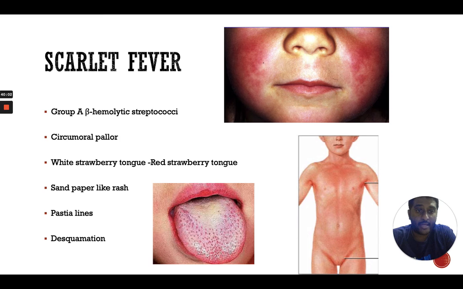Okay, and they might have something called Pastia lines, which is the rash confluence in the area of the armpit and the groin, and they can have desquamation, which means peeling of skin after a few days. If you diagnose scarlet fever, the treatment is amoxicillin.